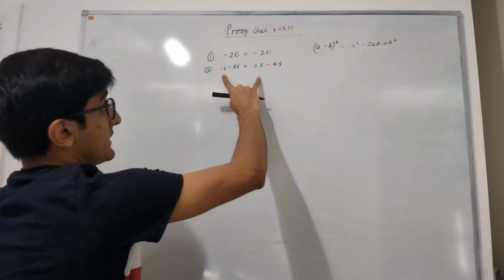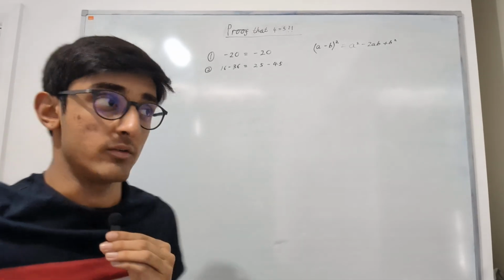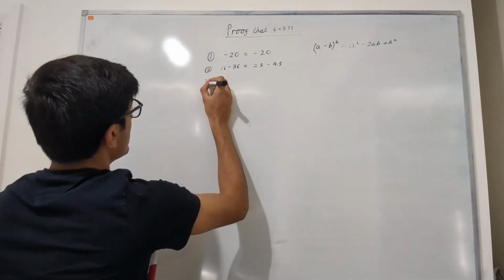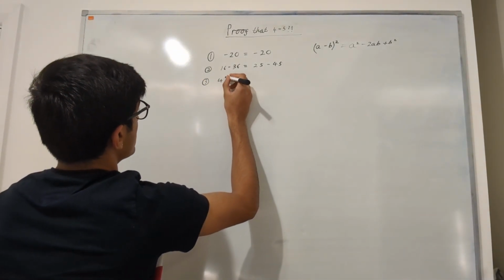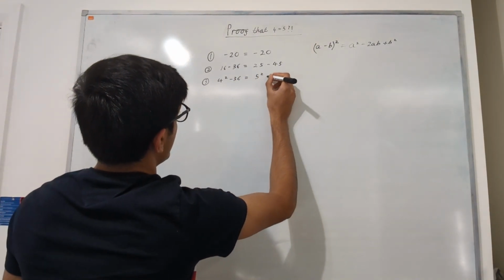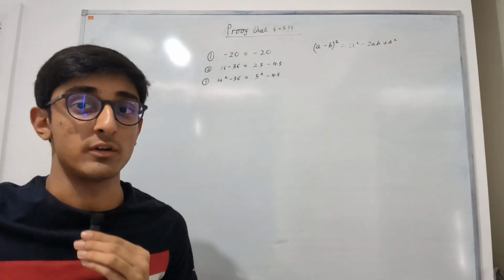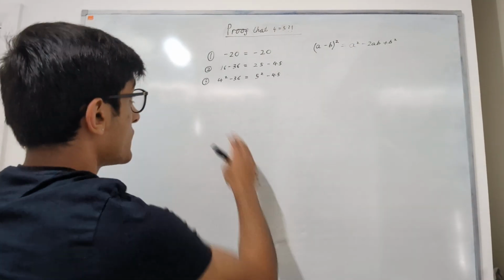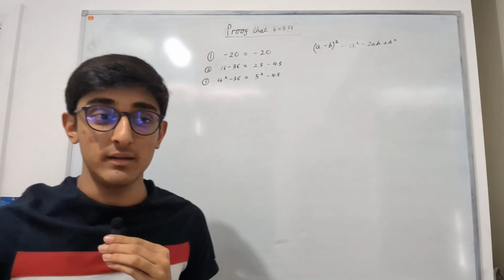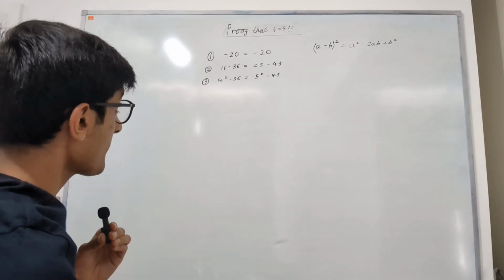Now, the reason why I've chosen 16 and 25 is because they are 4 squared and 5 squared respectively. So in line number 3, we can just rewrite this as 4 squared minus 36 is equal to 5 squared minus 45. And you'll see here that both sides of the equation are still equal to each other, because 4 squared minus 36 is still minus 20, and 5 squared minus 45 is also minus 20.